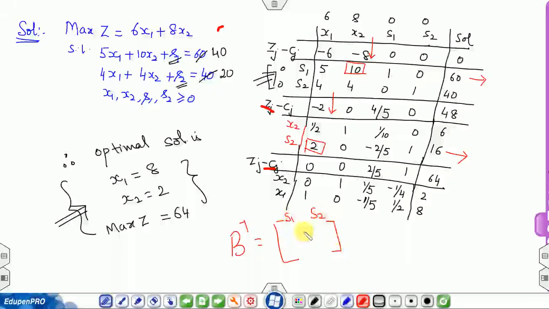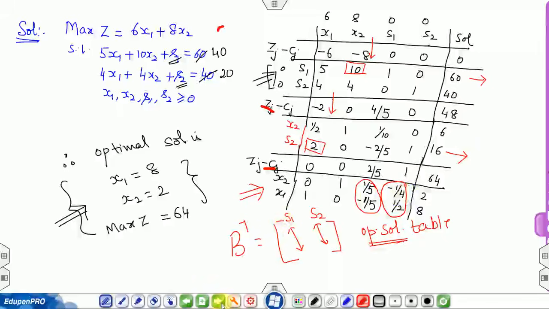Okay, so here B inverse means the column corresponding to S1 and the column corresponding to S2 in the optimal solution table. Remember, in the optimal solution, this is so important. So this table is my optimal solution, and the column corresponding to S1 is this, and the column corresponding to S2 is this.